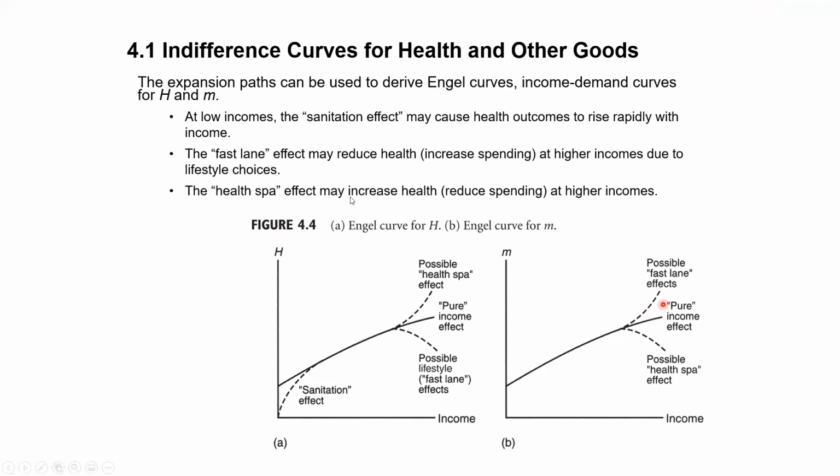So it could be a fast lane effect, the consumption of medical services above what is expected out of pure income effect alone, or what we also have, what we call a health spa effect, where there is a decrease in medical services utilization, which is less than what is expected out of your income effect only.